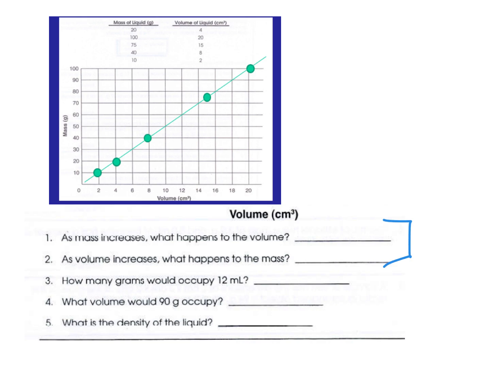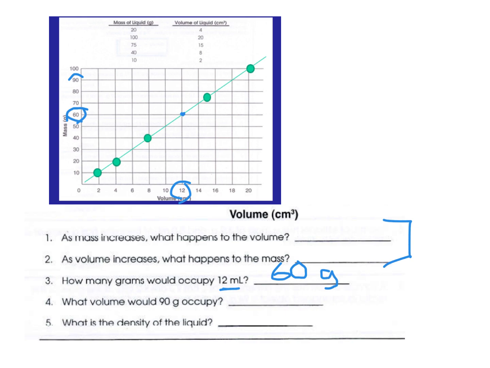How many grams would occupy 12 mil? Well, they're giving you an x coordinate, and they want you to tell what the y coordinate is. So find 12 mil. Go ahead and find its location, 12, on your line, and then back that out and read the y value. You have 60. That's mass. Keep your units in there, 60 grams. Okay. What volume would 90 grams occupy? Well, go ahead and get your 90 grams, find your line, read the y value.